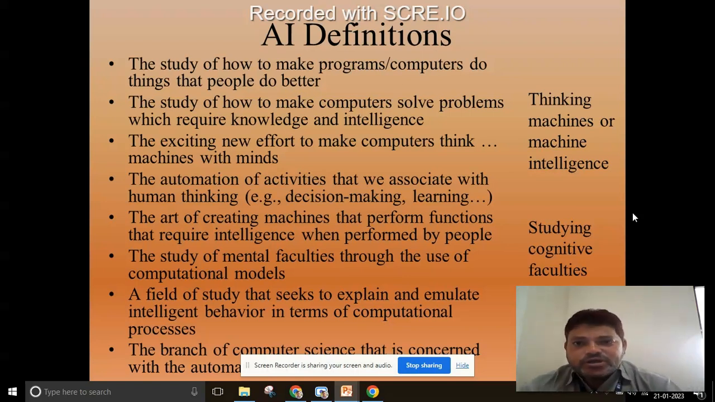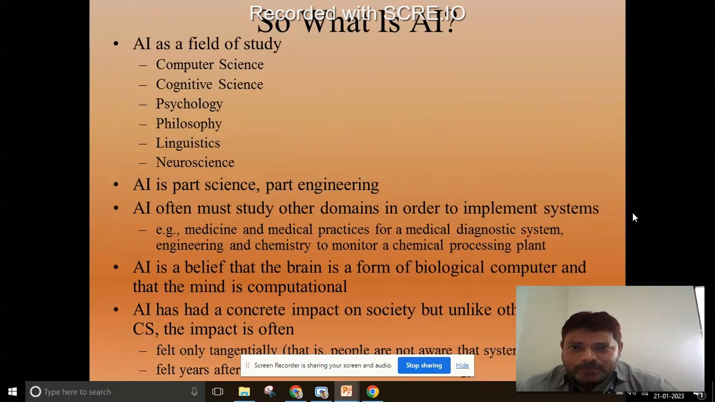So let us first have a definition of AI. What is AI? The study of how to make computers or programs do things that people do better at present. That is what we will call artificial intelligence. In other terms, we can say we will make machines do things better than what humans do now. That can be another definition. There are many definitions of artificial intelligence, or in other terms, the science which deals with how to make machines intelligent. So that's what we can call AI.